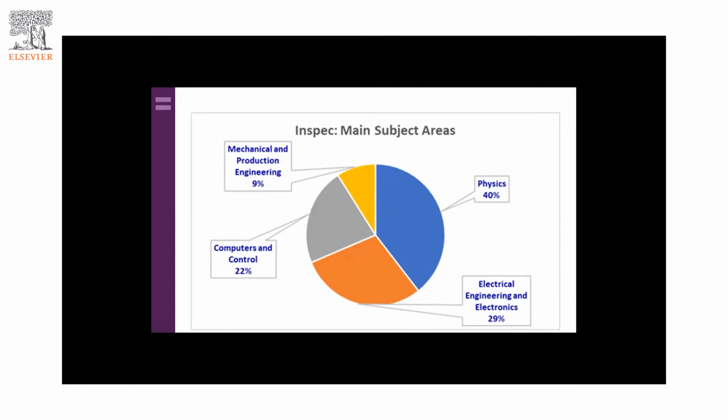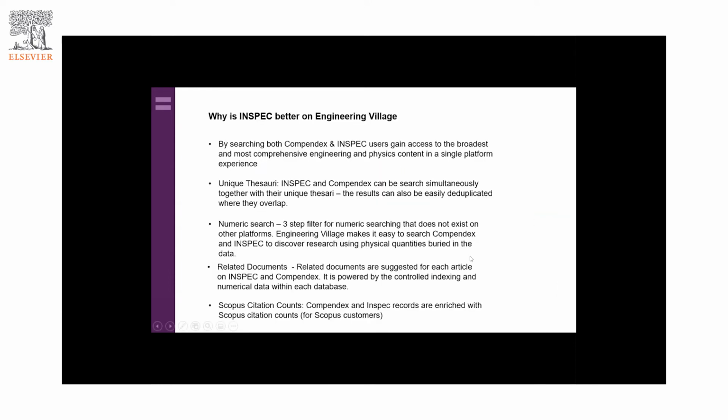But there are common areas as well, particularly material science, for both Compendex and Inspec. When I say common areas, it's not common content, but common subjects. You see they're a bit lighter in mechanical than you would find in Compendex, but very strong in computers and control and electronics engineering. So let's go back to my other slide. What we offer on EV is that by searching them both together, you get the broadest and most comprehensive search, so you can simultaneously search both.